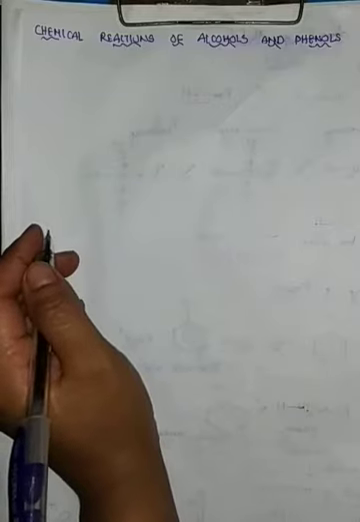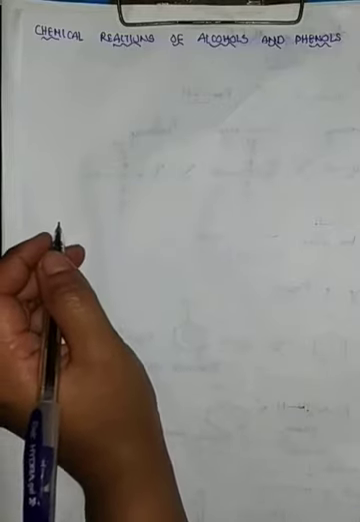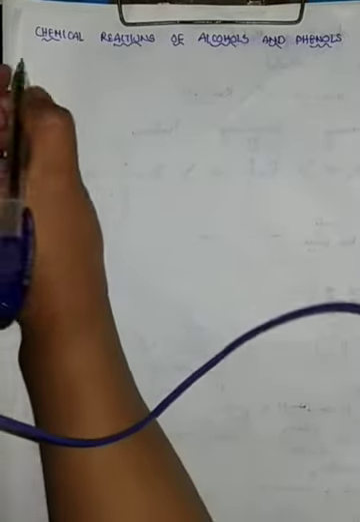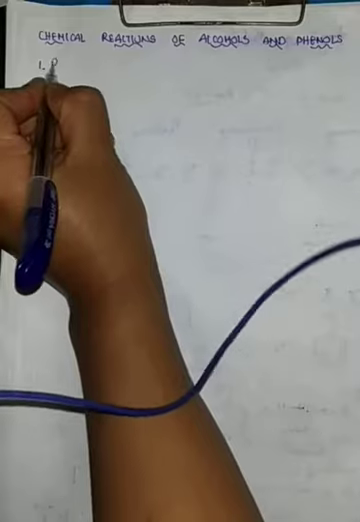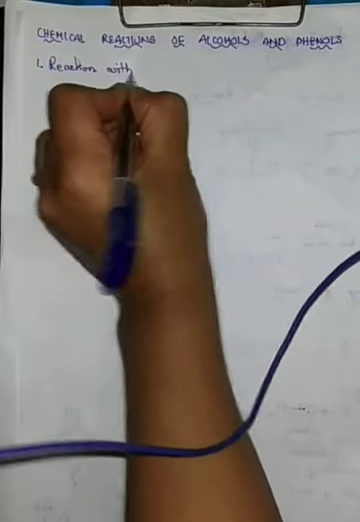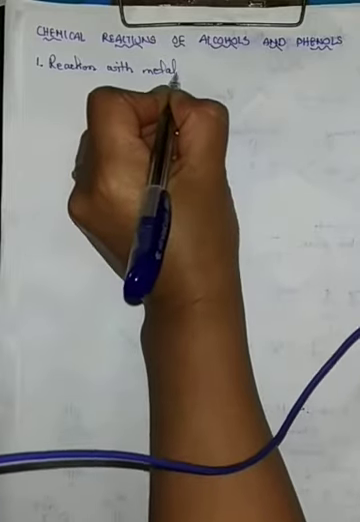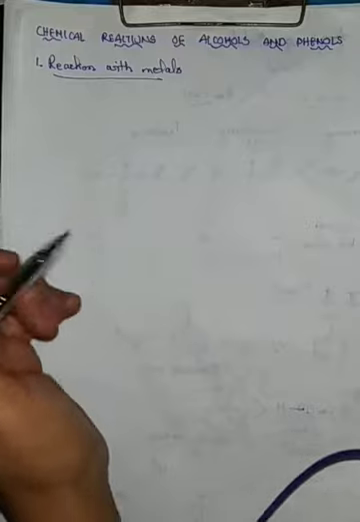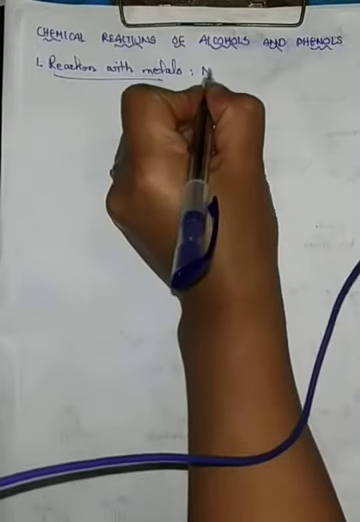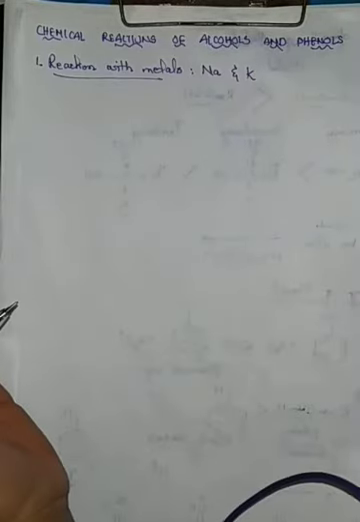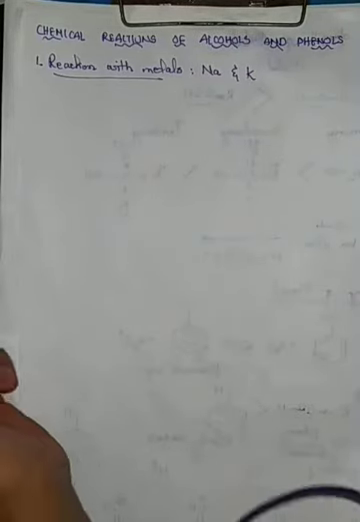Hello everyone, in this video I'll be explaining some chemical reactions of alcohols and phenols. Now the first reaction, the reaction with active metals. If we check the reaction of active metals, alcohols and phenols react with active metals like sodium and potassium to give the alkoxide of the metal, liberating hydrogen gas.